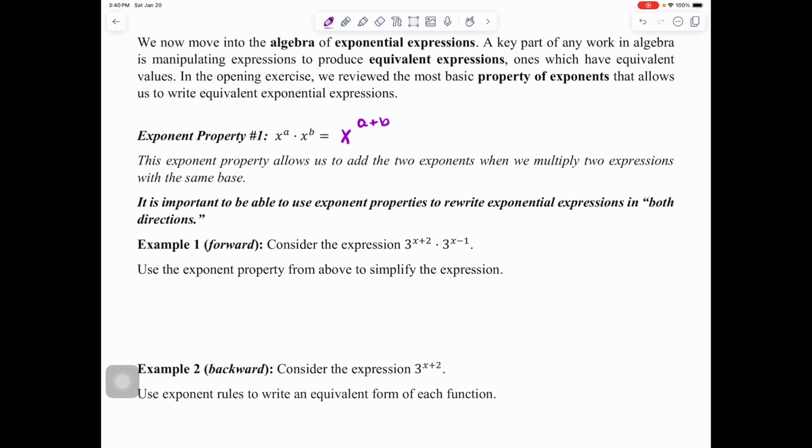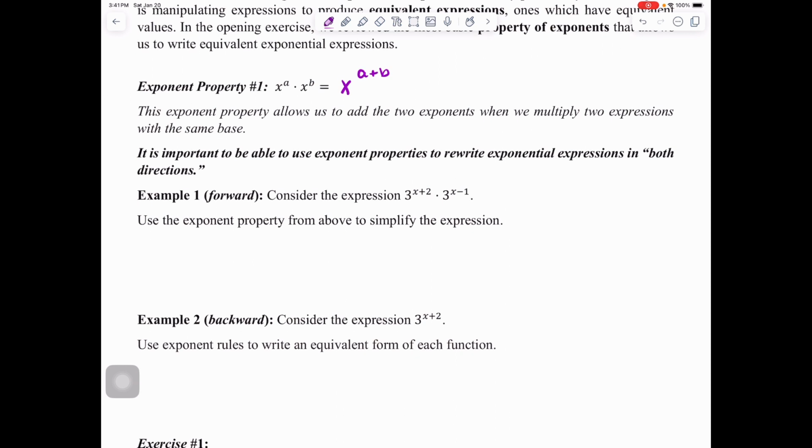But we now have to be able to go forward using things other than just numbers as our exponents. And we also have to be able to take an expression and work backwards, break it apart into the original exponents it came from. So this exponent property allows us to add the two exponents when we multiply. So that's what we have to keep in the back of our mind. It is important to be able to use exponent rules to rewrite exponential expressions in both directions. So you can see underneath that we're going to do two ways. We're going to go forward and we're going to go backward. In example 1, this is a forward example.